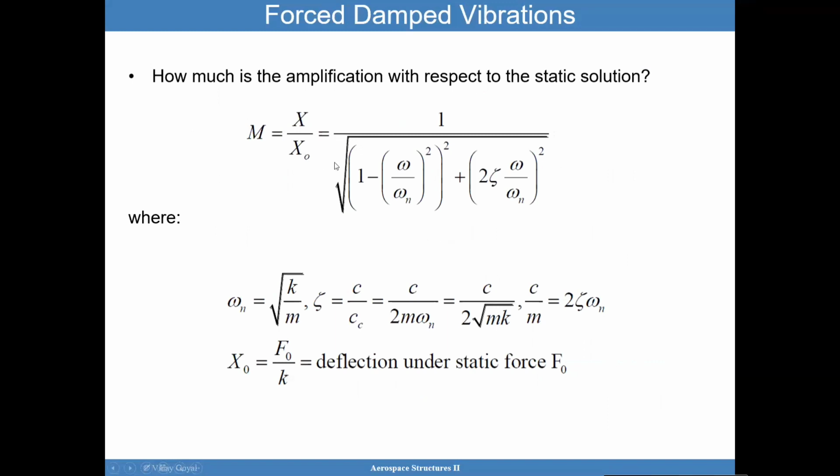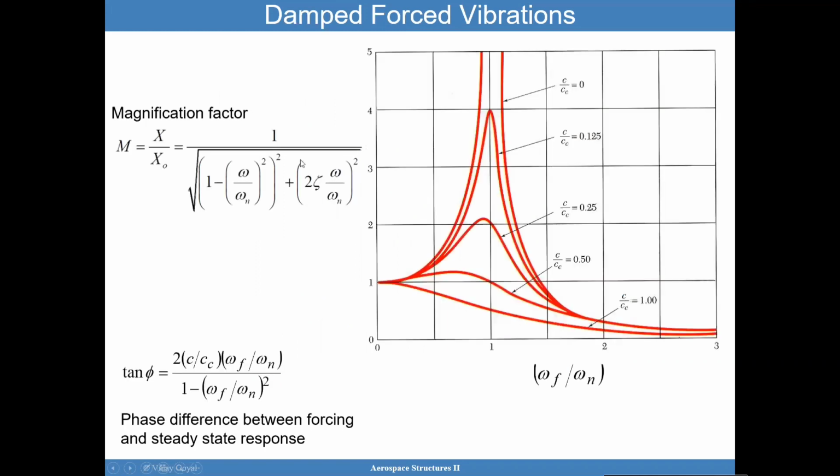There's great benefit in plotting this ratio as a function of omega divided by omega n, because it helps you for design purposes. So here's that plot. If I plot the ratio and figure out the magnification factor as a function of omega f divided by omega n, this is very beneficial because it allows us to determine when you can treat a problem statically versus not. It can also give you information about what type of amplification you expect compared to the static solution. And so this is very helpful.